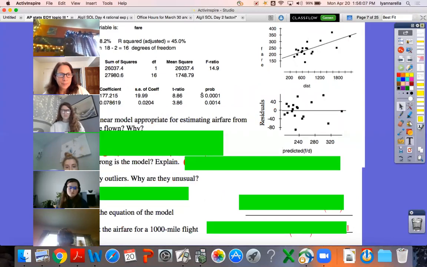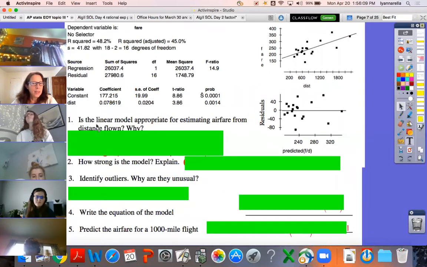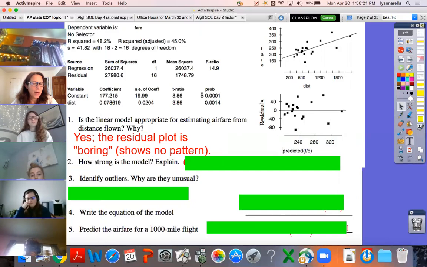And then they said, is the linear model appropriate? Well, here is the scatter plot. And I would say, sure, it's sufficiently boring. We keep saying the word boring. I noticed that when they check it on the exam, they want you to say there is no pattern. So we say, yes, the residual plot is boring, but they want us to say because it shows no pattern.